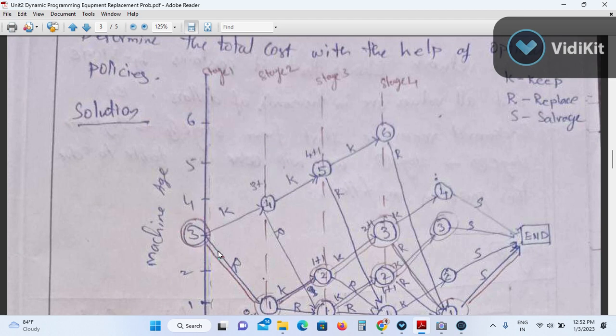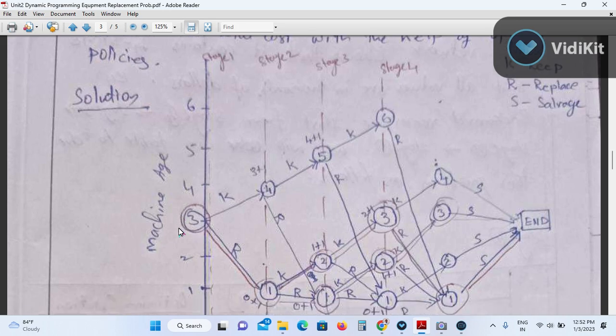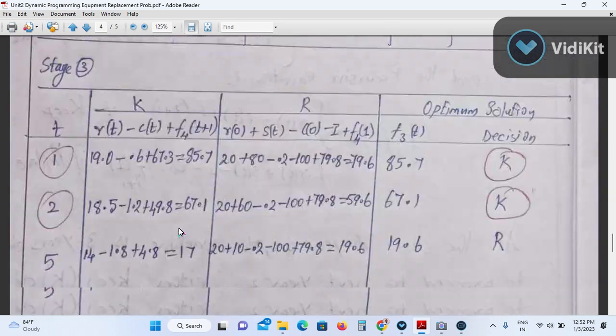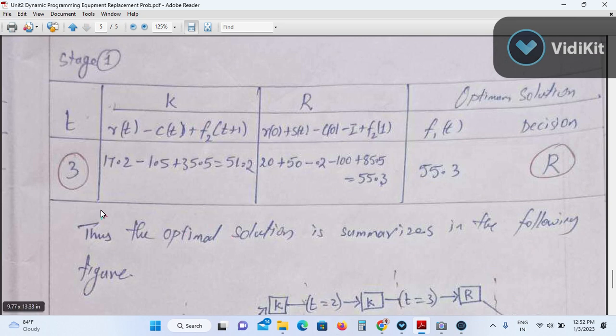So similarly, based on this, now we move to the next stage. Stage 4 we completed. Now we have to move to stage 3. Stage 3 consists of 1 year old machine, 2 years old machine and 5 years old machine. Based on this, we have to choose for the next year, the third year. So 1, 2, 5. Again as usual, apply the formula, right?